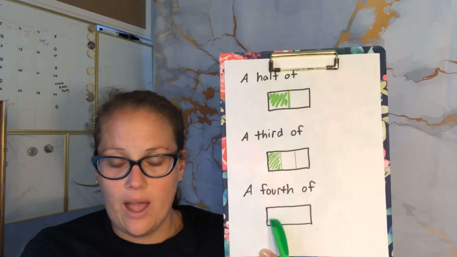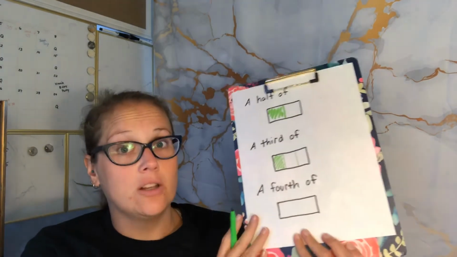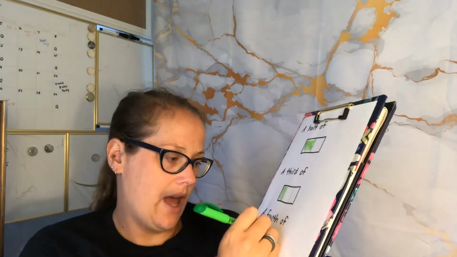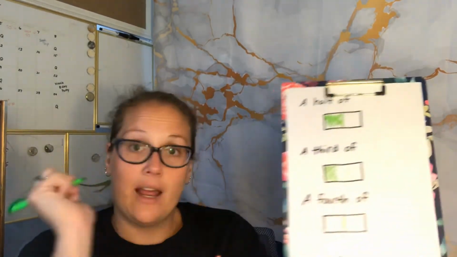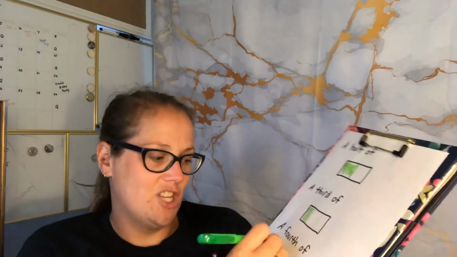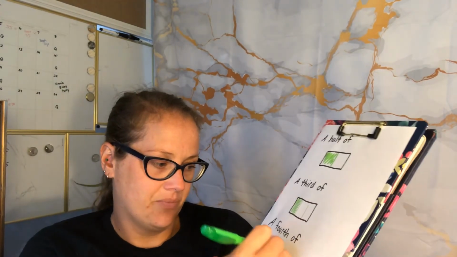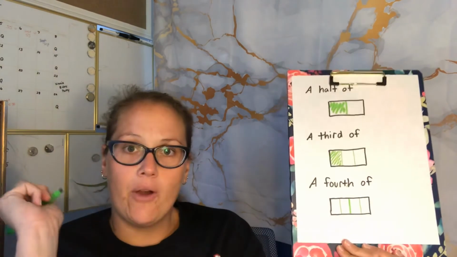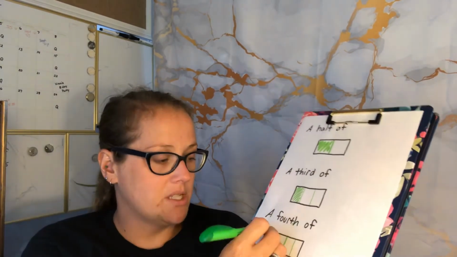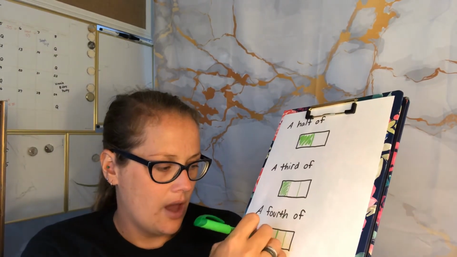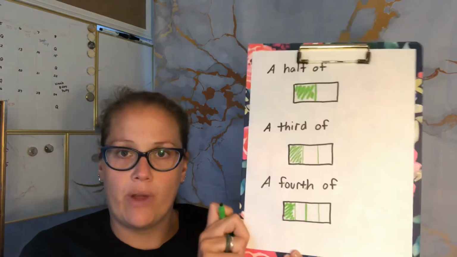And lastly, we have fourths. So fourths are a little easier. First, we can cut it in half and have 2, but then we can cut each of those in half again. So now I have fourths. And if I wanted to color 1/4, I would just color 1 of my rectangles.